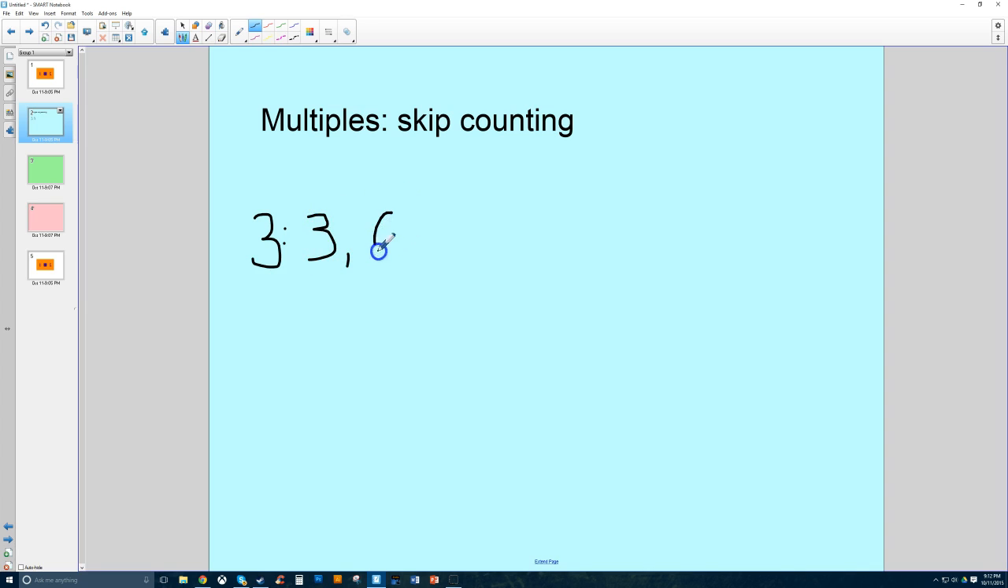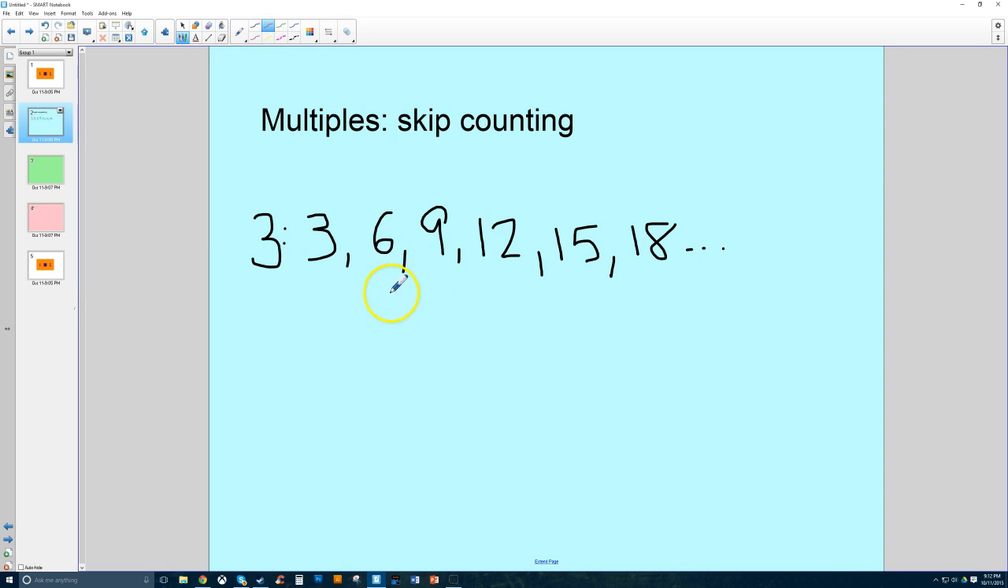So 3 plus 3 is 6. Another 3 is 9, 12, 15, 18, and so forth. You'll notice the list of multiples never ends for the multiples of 3. Eventually you just have to stop. So here I have listed out 6 multiples of 3.